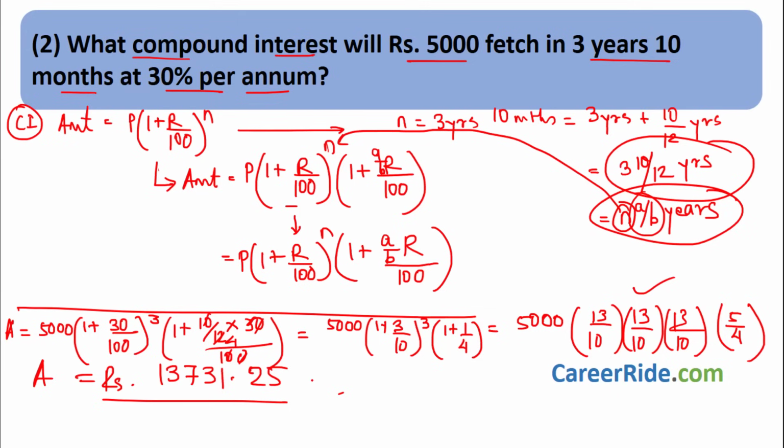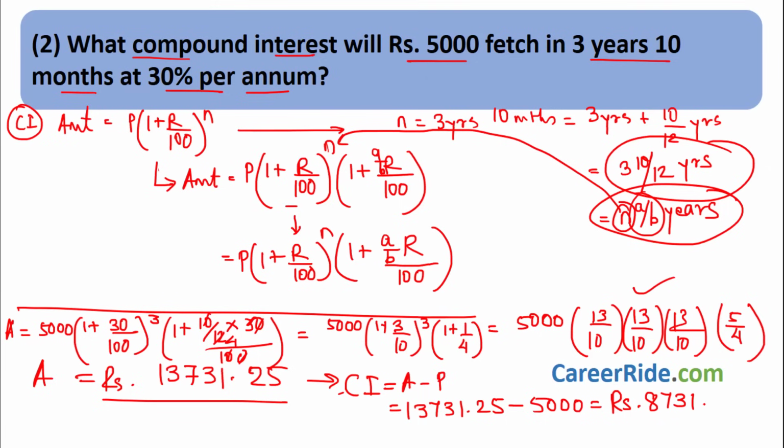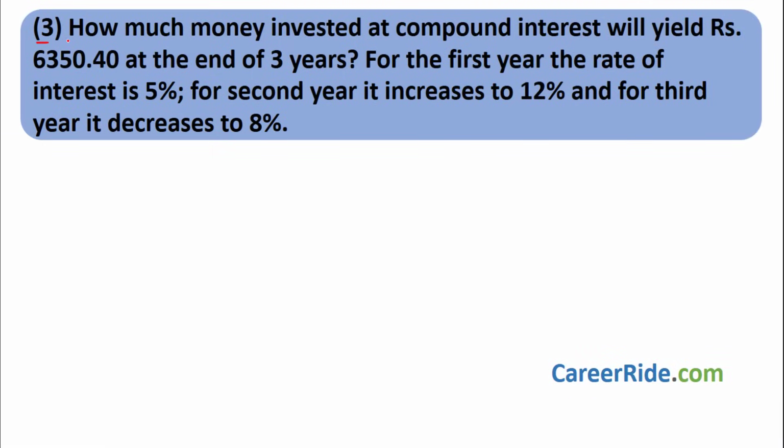So amount is this. Then what will be the compound interest? We have learned that amount is principal plus compound interest. So compound interest is amount minus principal, that would be 13,731.25 minus 5,000, that would be 8,731.25 rupees. So this is the compound interest which the person will fetch in 3 years 10 months. Moving on. Question number 3.